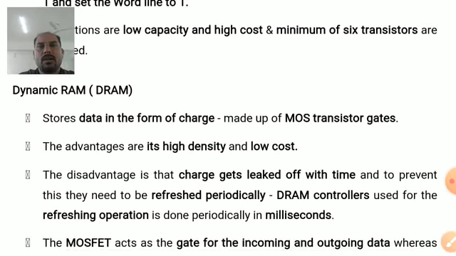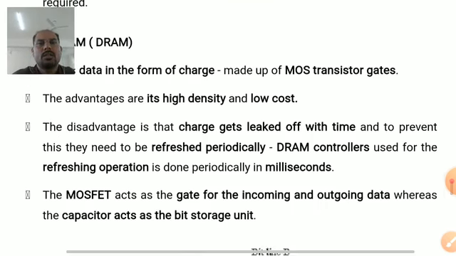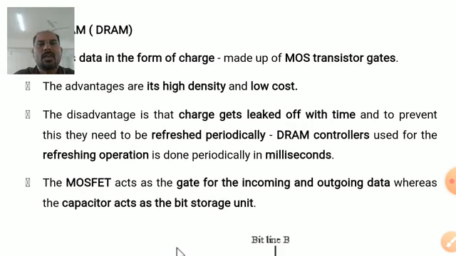Next type of RAM, that is dynamic RAM. It stores the data in the form of charge. It is made up of MOS transistor gates. The advantages of this type of RAM are that it is of high density and it is of low cost. And the disadvantage of this type of RAM is that charge gets leaked off with time. We have to refresh the data present in this type of RAM repeatedly. So we have DRAM controllers for refreshing operations, and this refreshing operation will be done in some milliseconds.